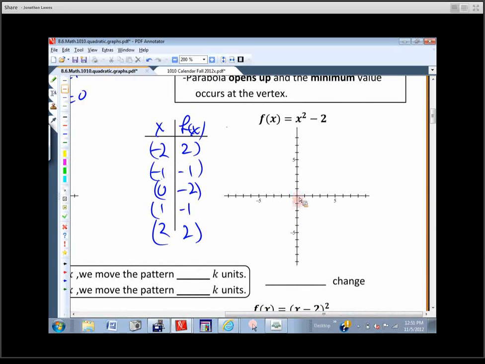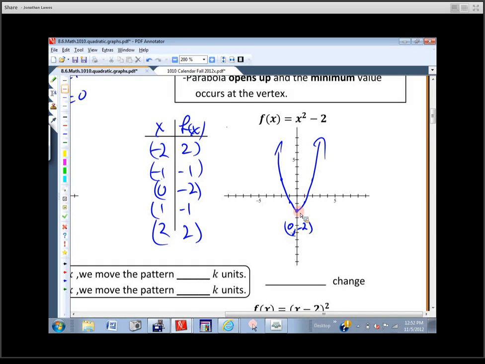So here's 0, negative 2. Okay, everybody watch, please. Again, I'm interested in you being able to produce the graph, but to do it the right way and think of it the right way. This point is 1, negative 1. This point is 2, 2. That point right there is negative 1, negative 1. And this one's negative 2, 2. So I have exactly the same shape that we did before. It's just the vertex is down here. The vertex is at 0, negative 2.